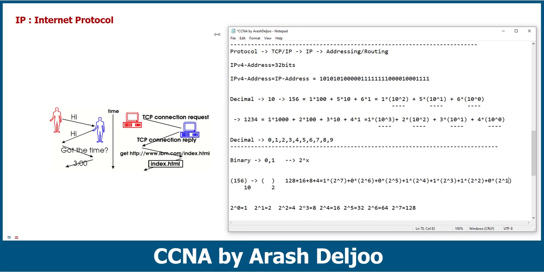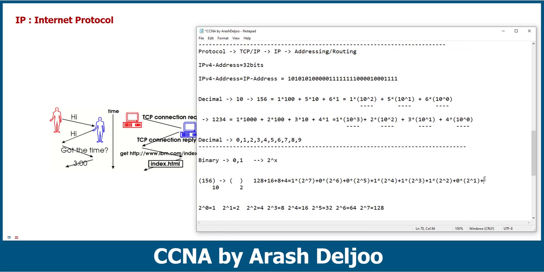Okay, and after that I didn't use 2 to the power of 0. Because of that, let me use 0 for 2 to the power of 0. That's it. Okay, now this is the binary, for example, of the value 156. When we are using decimal, we use these values for the decimal value 156.